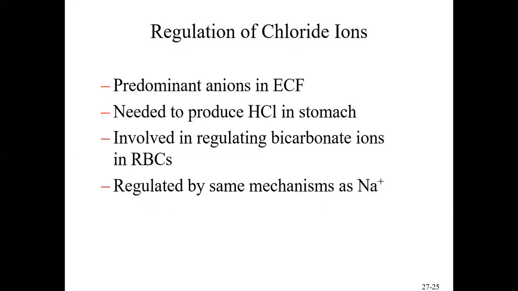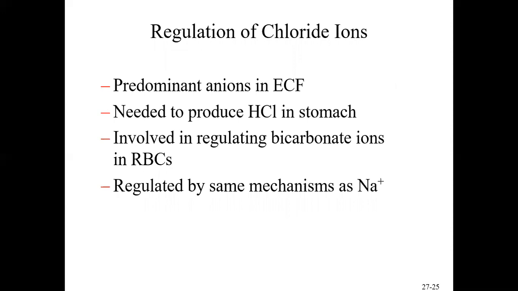Now, the last one we'll look at is chloride ions. This is the main anion that you're going to find. An anion is a negative ion, so this is the main anion that you find in the body. Of course, you need it for making hydrochloric acid. That's the acid in your stomach. It's also involved in what's called the chloride shift.